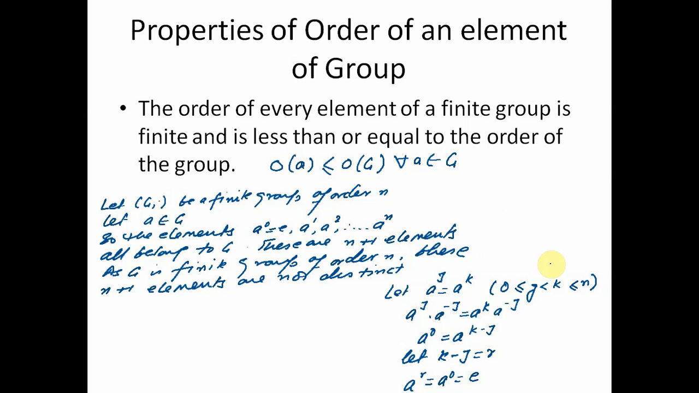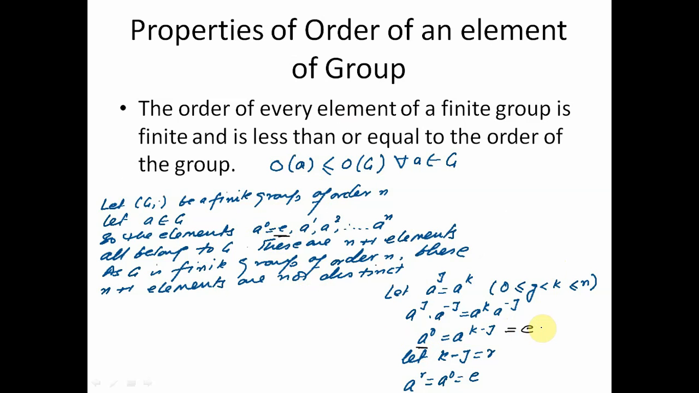Now operate both sides by a to the power minus j. So I get a to the power j into a to the power minus j is equal to a to the power k into a to the power minus j. So on the left hand side I get a to the power j minus j, that is 0, is equal to a to the power k minus j. Right? Now a to the power 0 that I am getting on this side is equal to e, as I have already defined. So this is equal to e.